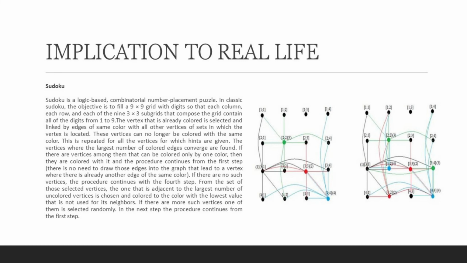There is no need to draw those edges into the graph that lead to a vertex where there is already another edge of the same color. If there are no such vertices, the procedure continues with the fourth step. From the set of those selected vertices, the one that is adjacent to the largest number of uncolored vertices is chosen and colored with the color of the lowest value that is not used for its neighbors. If there are more such vertices, one of them is selected randomly. In the next step, the procedure continues from the first step.